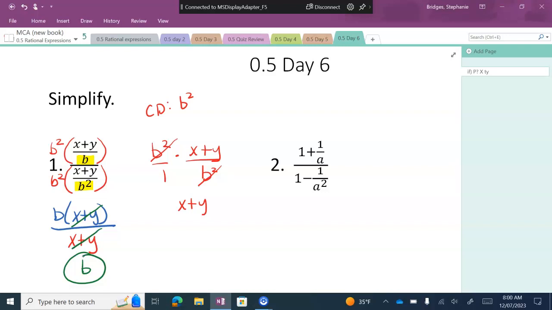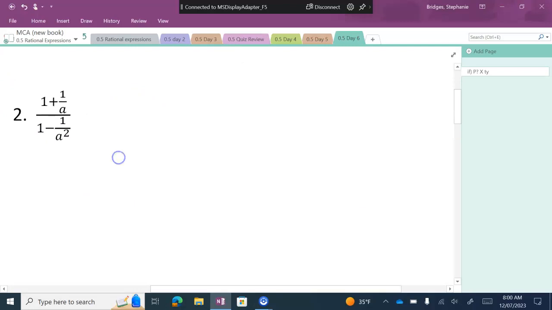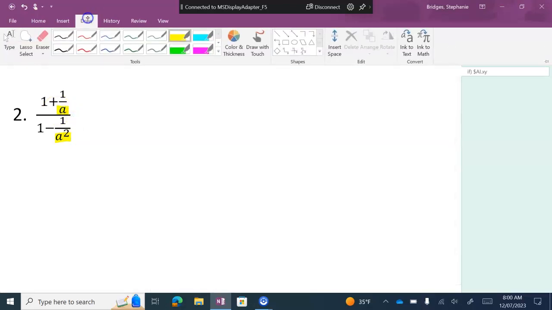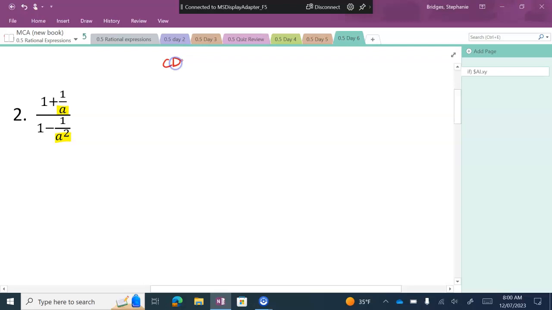All right, looking at number 2. Look at your smaller fractions. I want to focus on the denominators only. If my denominators are a and a squared, what would my common denominator be? A squared. So what I'm going to do is multiply the top and the bottom of this by a squared.